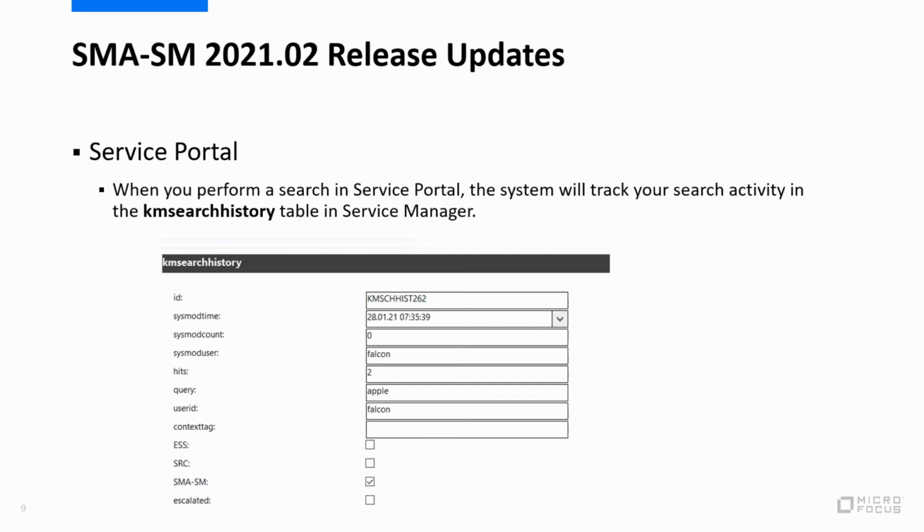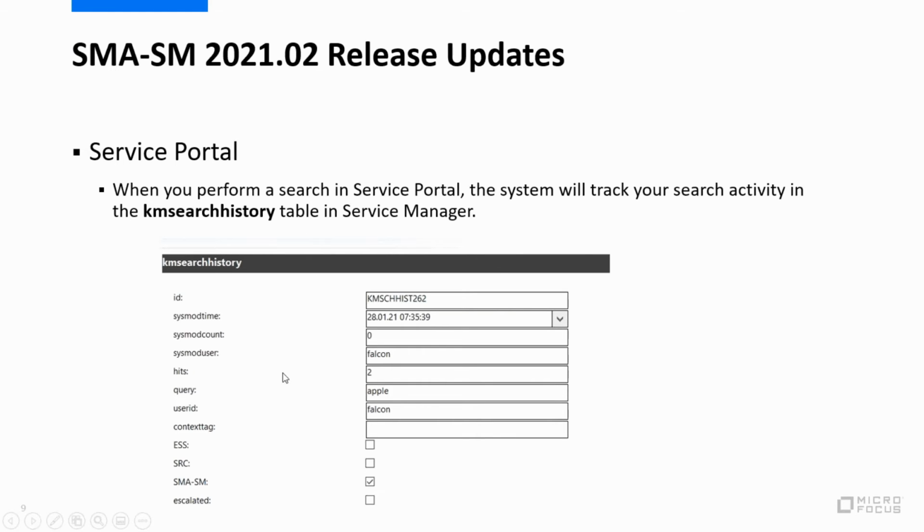Previously, this capability was not available in the SMA-SM service portal, and from the February release, we added it back to the SMA-SM service portal as well. As you can see, once you perform a search in the portal, in the SM side, it will create a new record automatically in this KM search history table.